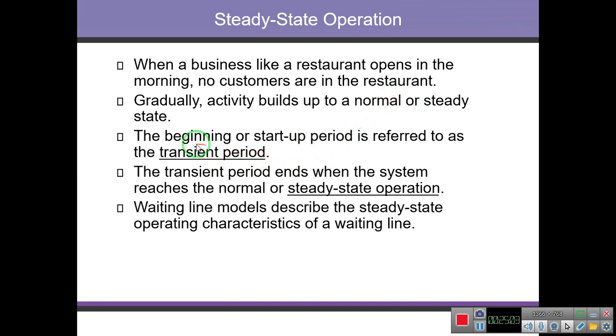The period between the beginning of the process, what we call the startup, until you reach the steady state is called the transient period. During the transient period, customers are just arriving and being served, but we can measure that. Once it ends, you enter the steady state operation. And again, that's what we are going to be talking about. That's what waiting line models describe, the steady state period.